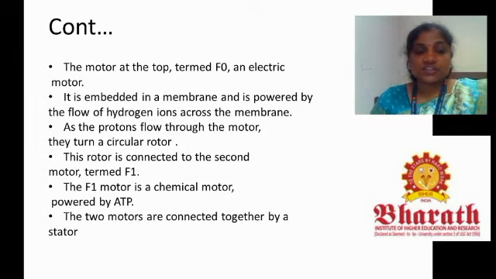So, the structure of ATP synthase: the motor at the top is termed F0 and it is an electric motor. It is embedded in a membrane and it is powered by the flow of hydrogen ions across the membrane. As the protons flow through the motor, they turn a circular rotor, and this rotor is connected to the second motor, which is termed F1. The F1 is a chemical motor which is powered by ATP. The two motors are connected together by a stator.